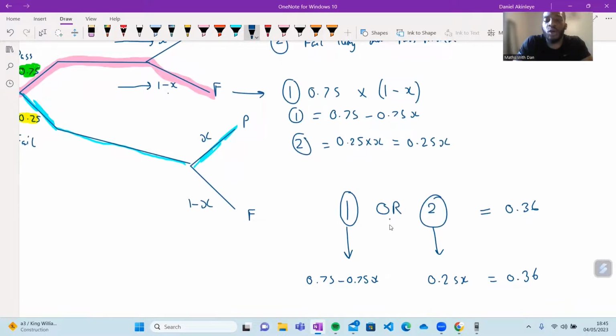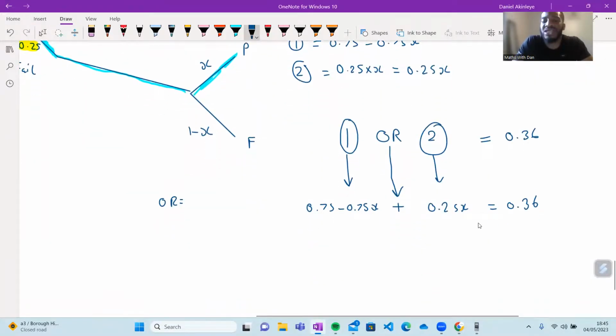Now we have this word "or". Can somebody tell me what the word "or" means when we're dealing with probability? Exactly. Thank you very much, Quinette and Naya. Naya, we add, don't we? So I'm going to put a plus sign here. So we get this equation here.